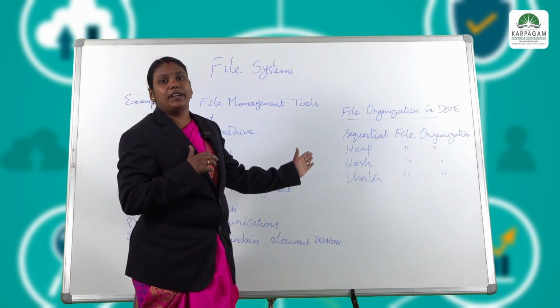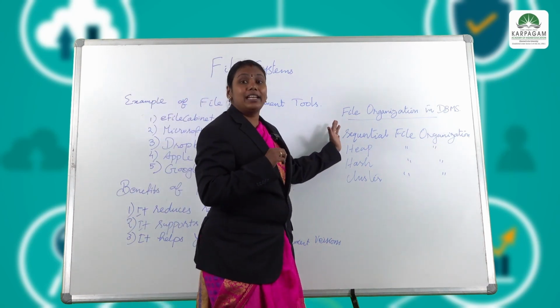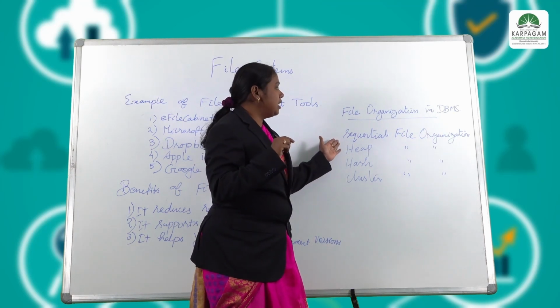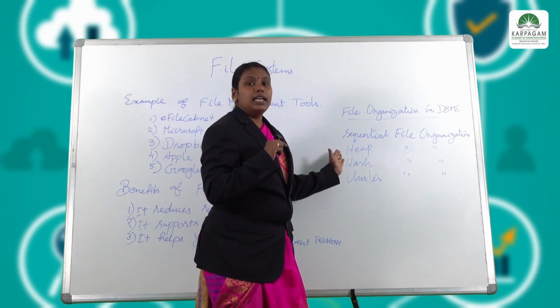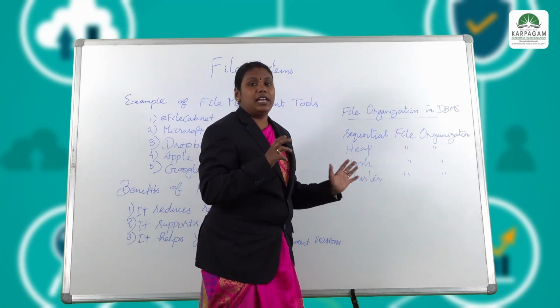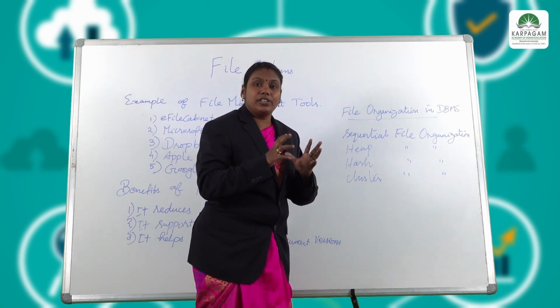There are several different types of file organization. These file organizations are mainly used for memory storage. There is sequential file organization, heap file organization, hash file organization, and cluster file organization. These are all the types of file organization methods.